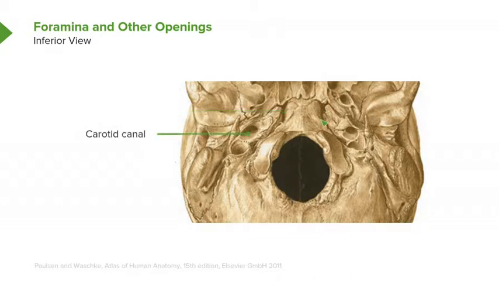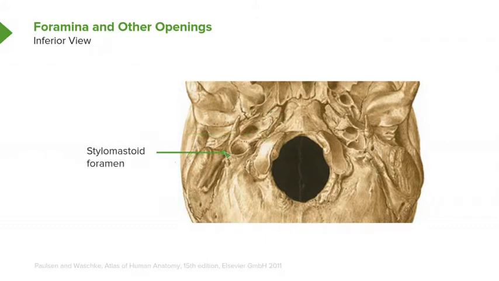Here we've labeled the carotid canal for you, the carotid artery. Specifically, the internal carotid artery would enter here, runs within a canal that runs in this direction. So it's going to run anteriorly and medially and then enter the skull.